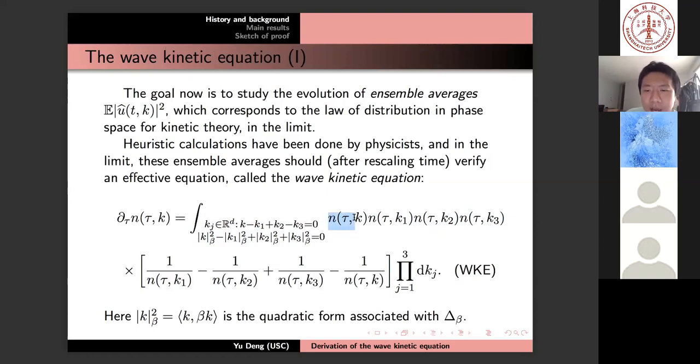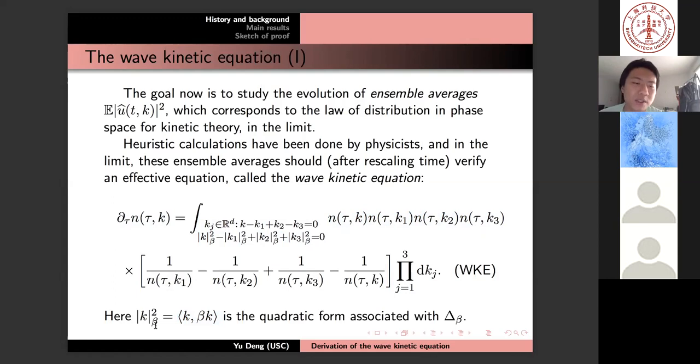And then we have n tau k, n tau k1, n tau k2, n tau k3 times 1 over n tau k1 minus 1 over n tau k2 plus 1 over n tau k3 minus 1 over n tau k. So this is like a combination of cubic products of these factors, and then d tau of n is equal to the integral of this. You can view the right hand side as a collision kind of nonlinearity, where the integral is taken over all the k1, k2, k3 that satisfy these resonance conditions. Here this mod k beta is the norm quadratic form associated with the twisted Laplacian. Later on we'll just view it as the same as mod k.